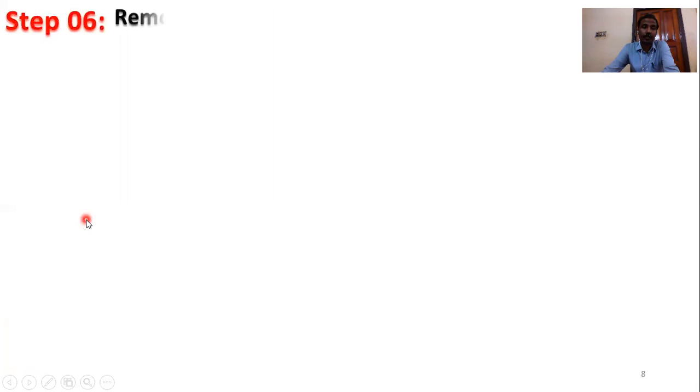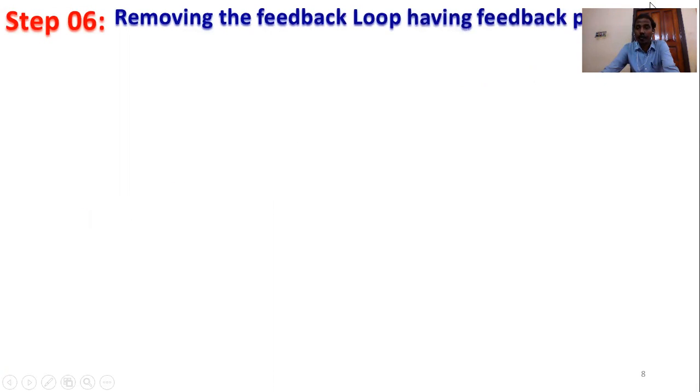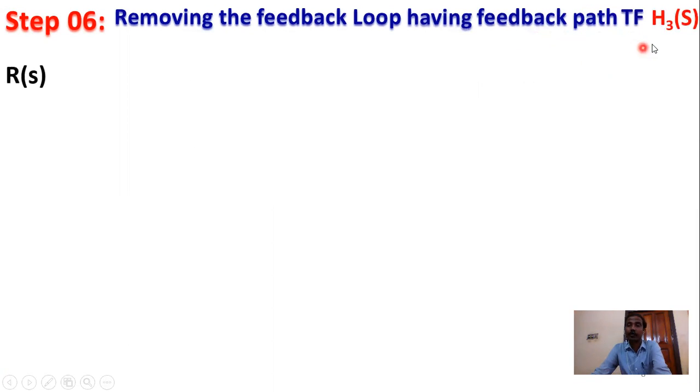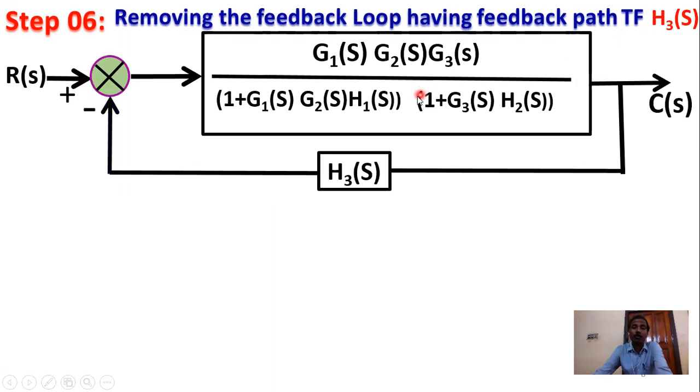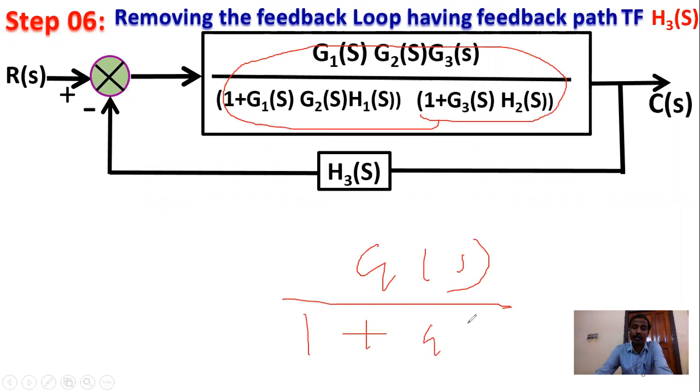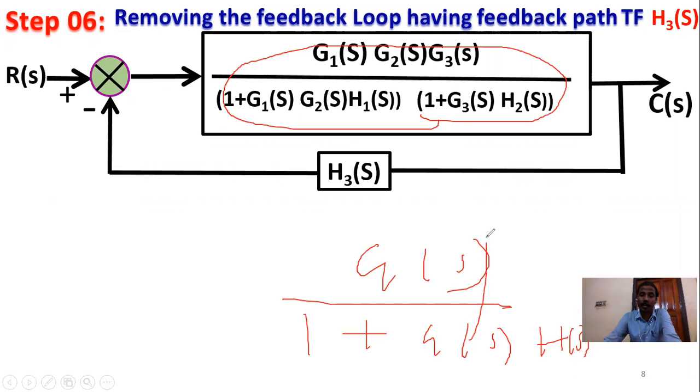So again, this is a closed loop system. So removing the feedback loop having feedback path transfer function H3(s). Which one is H3(s)? This is the H3(s) feedback loop. So R(s) reference input, C(s) controlled output, and this portion is G(s), the total system gain, and H3(s) is the feedback gain. So what is the formula? Again G(s) by 1 plus G(s) into H(s), where G(s) equals this part, and H(s) equals H3(s).